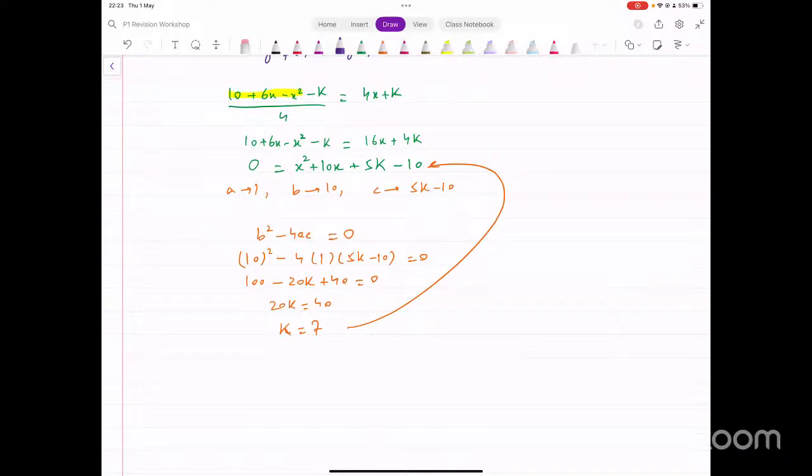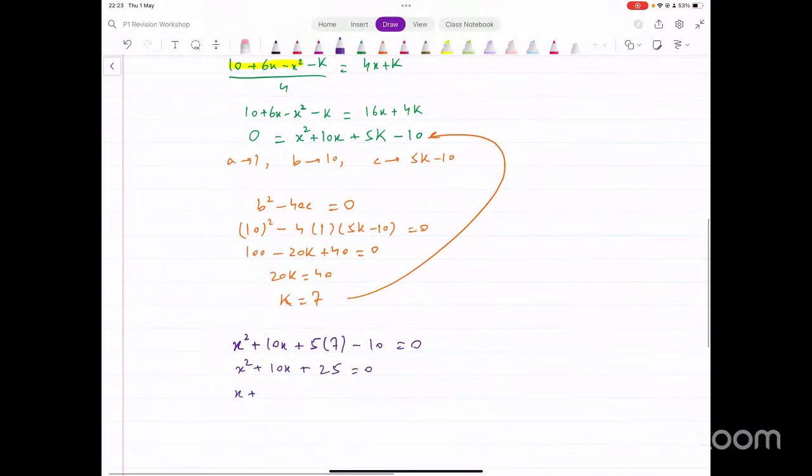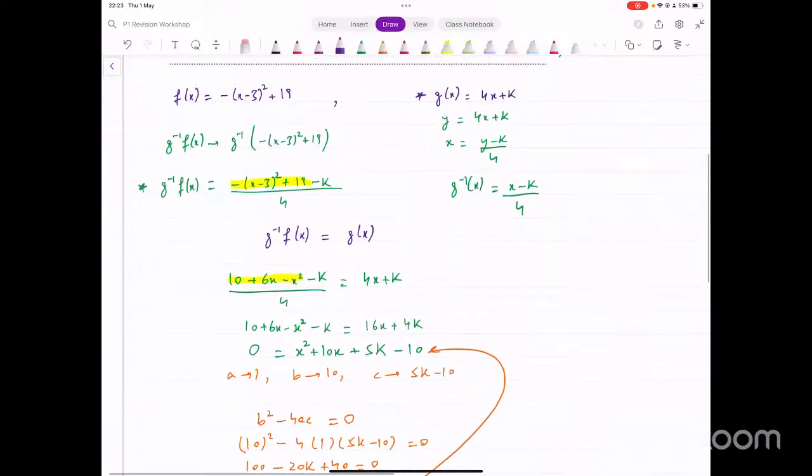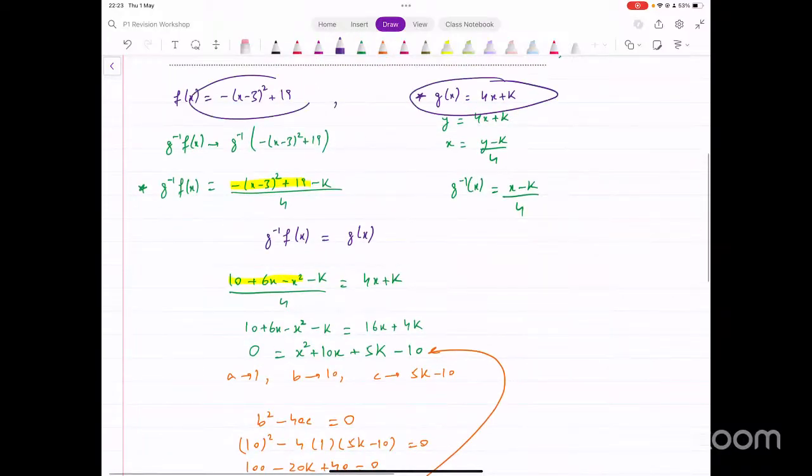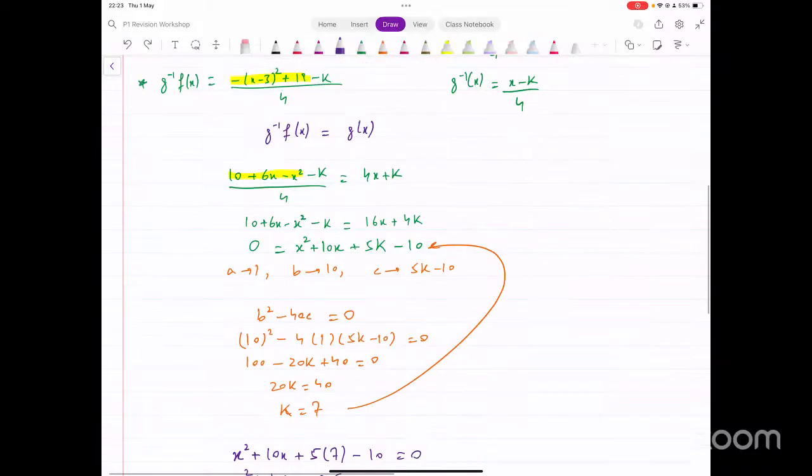So you got the value for k. Input that in that function now: x squared plus 10x plus 5 times 7 minus 10 equal to 0. That gives you x squared plus 10x plus 25 equal to 0, which gives you x plus 5 whole squared equal to 0. x equals minus 5. Put that value back in the function. You get the corresponding y value.